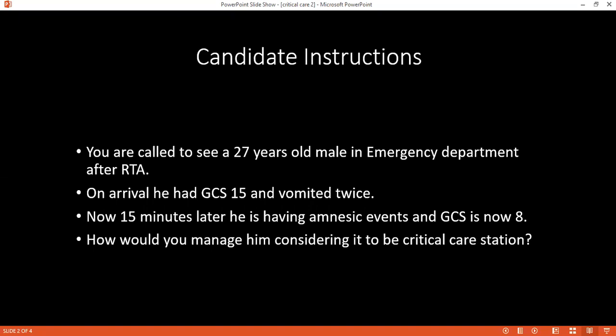This patient is comatose, you can say, or has a Glasgow Coma Scale of 8 right now. What would you do? Yes, I will do endotracheal intubation. Yes. And so what are the benefits of intubation?